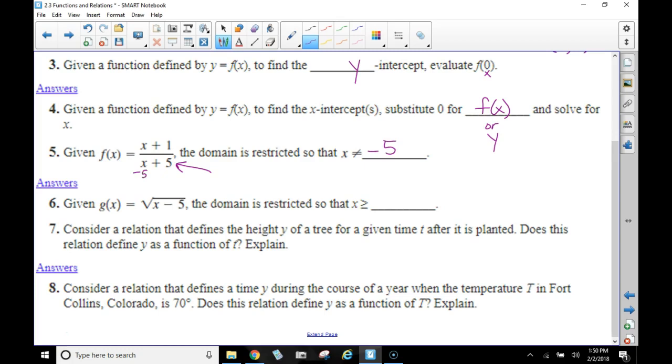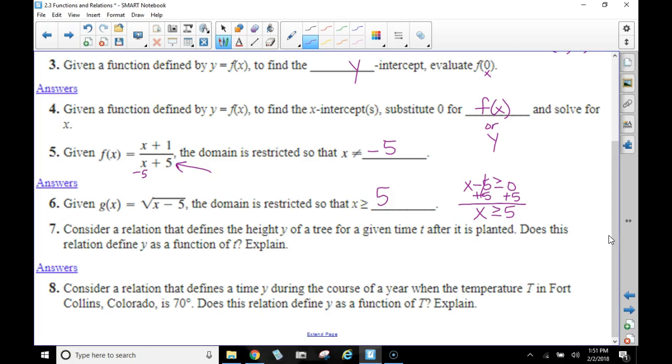That'd be bad. Number 6, given g of x equals the square root of x minus 5, the domain is restricted so that, okay, remember with the square root, we take that radicand of x minus 5 and we say you better stay greater than or equal to 0. Then you can be in our domain. Add 5 to both sides of this. And the domain is the set of all x values that are greater than or equal to 5. There we go.